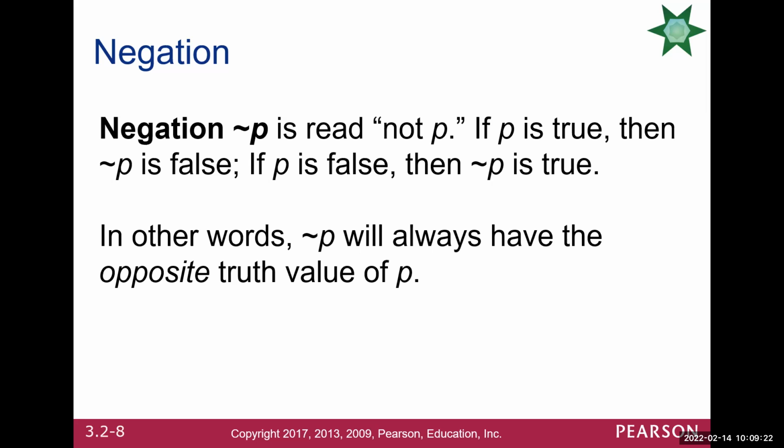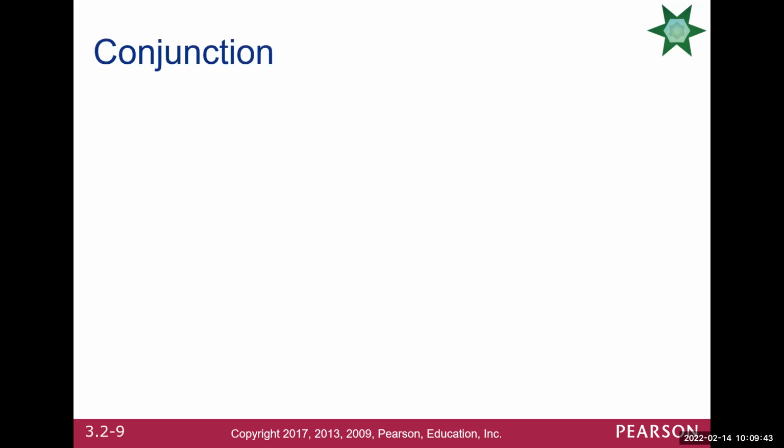Remember, in math, they give you very generic things to use as kind of like a formula. Anytime you see this tilde in front of any letter that represents a statement, what it's saying is that you want to take the opposite truth value. Here, they're just going to use P, but it can be in front of a Q, it can be in front of an R, it can be in front of anything.